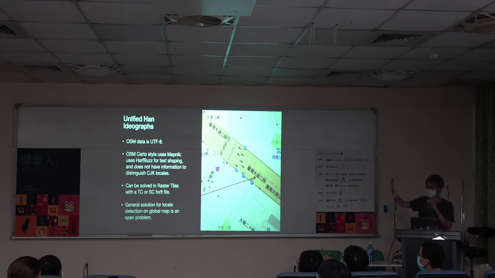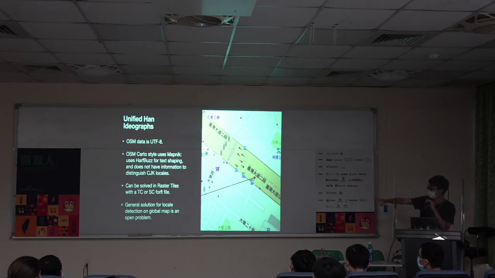So the issue here is that OSM data is in UTF-8. And when they were designing Unicode, they combined some characters from different locales. The most common example of this in OpenStreetMap is this character Dao. In Taiwan, the character Dao is written with 13 strokes, but in the PRC, it's written with 12 strokes. And anywhere you go in Taiwan, it will use the so-called simplified Chinese locale character for this.